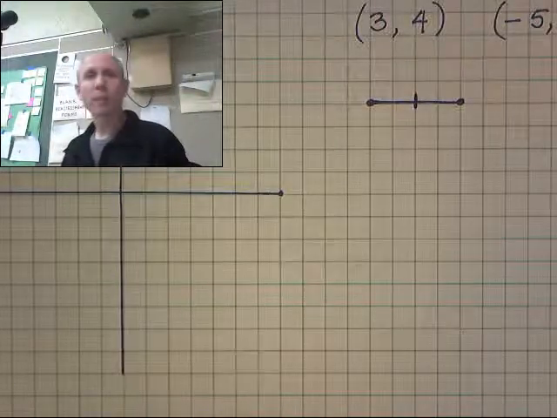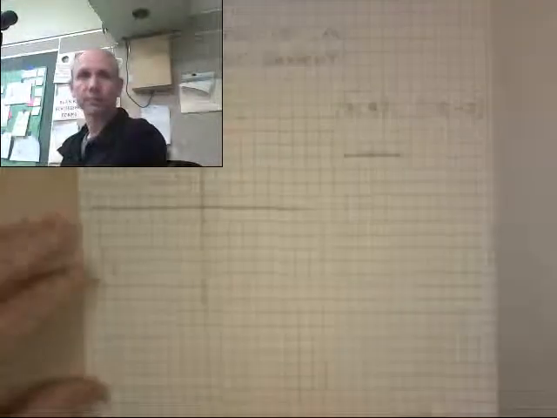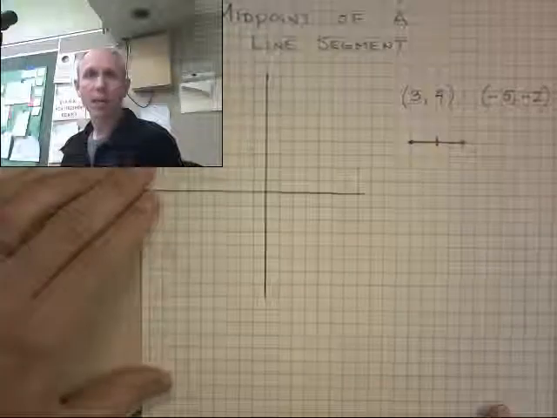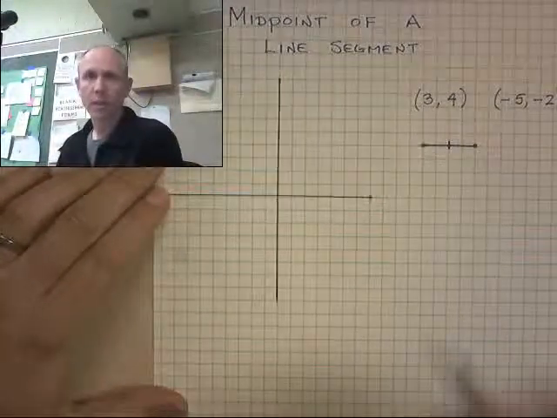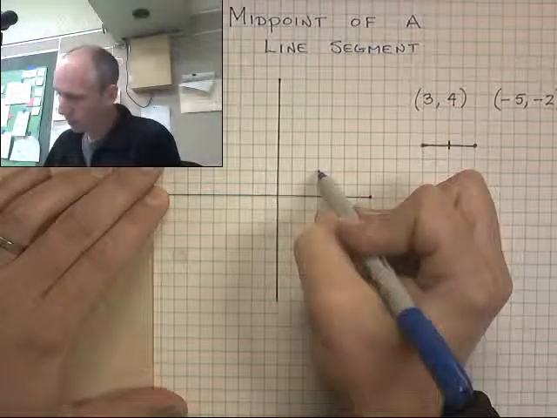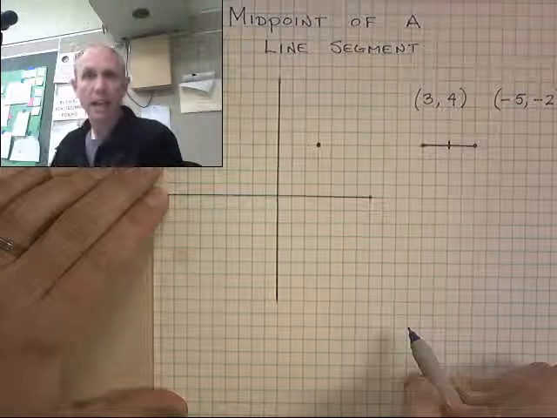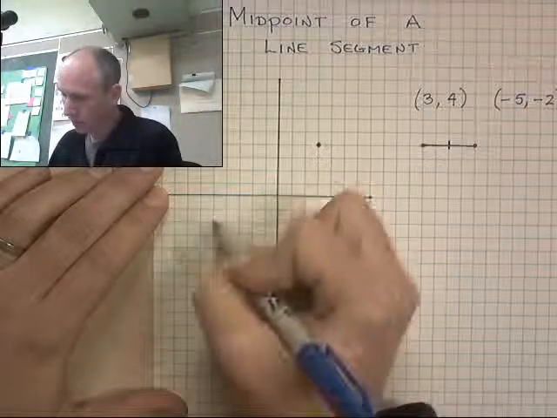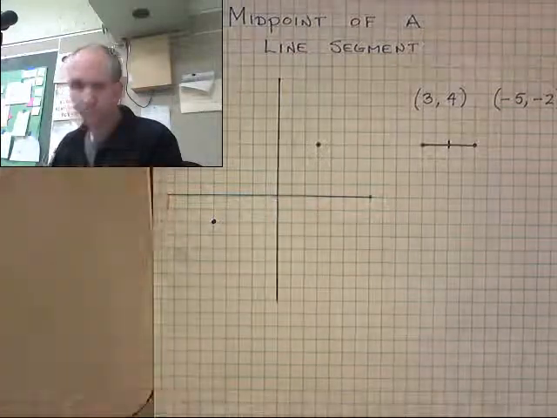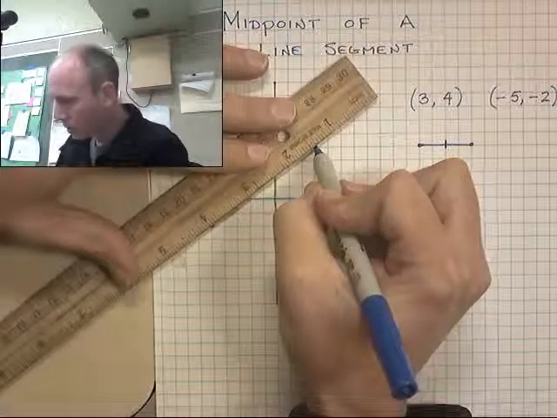So we want to find the middle of a line segment. It's actually going to be on a diagonal here. So here are the 2 points. I have 3, 4 and -5, -2. So I'm going to plot those 2 points, 3, 4 and -5, -2. So here's this line segment. Where's the middle of this thing?